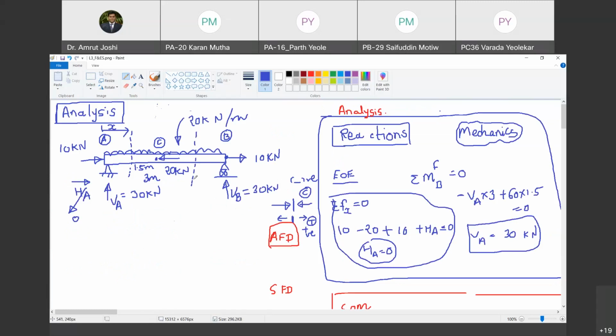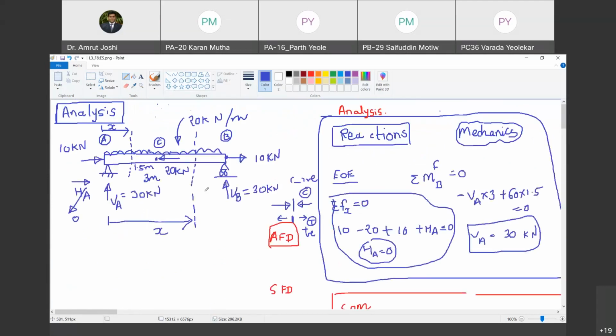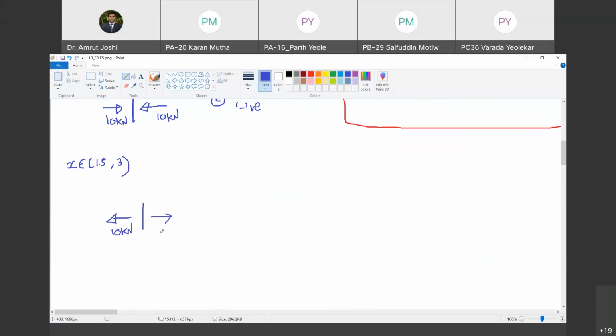If I take any section between 1.5 and 3, so this is the section. What are the forces on the left hand side of this section? On the left hand side you have 10 kilonewton towards right and 20 kilonewton towards left. So what is the net sum? Net sum will be 10 kilonewton towards left. Do you agree with me? Yes, sir. Now, if I consider the section on the right hand side, in the axial direction there is only one force, 10 kilonewton, and that is towards right. So I'm going to show this as 10 kilonewton towards right.